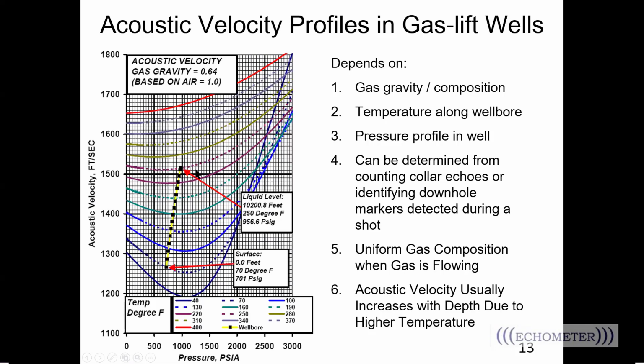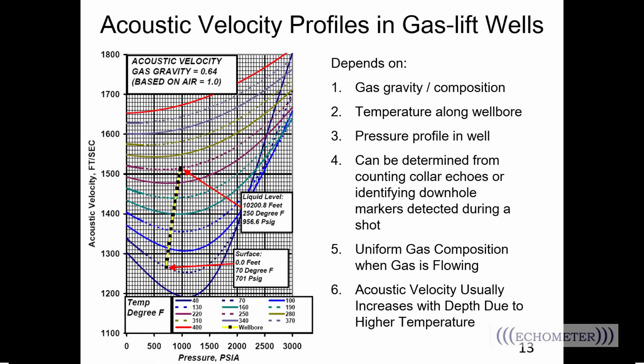All right, so way down here where the fluid level's at 10,200 feet, the temperature is 250 degrees Fahrenheit. We have a pressure of 956 psi. So if we come over here to the left, we see that the acoustic velocity is just over 1,500 feet per second. So the acoustic velocity is incredibly important in making sure that you have an accurately analyzed fluid level shot, and you're going to get an accurate depth to the fluid level.